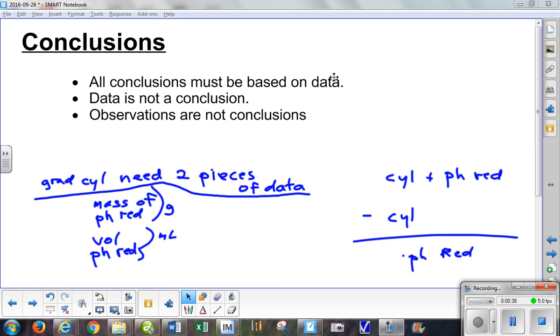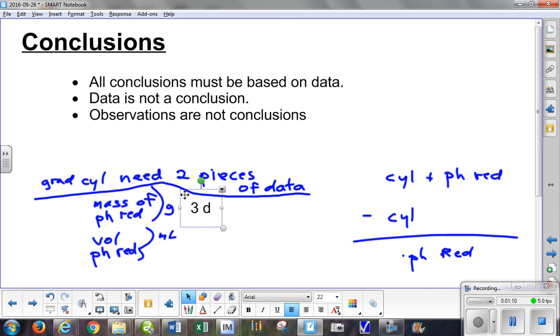All conclusions must be based on data. Data is not a conclusion, and observations are not conclusions. And this stuff written in with ink is the stuff that some people have not realized: graduated cylinders needed 2 pieces of data. You needed to have their mass and also their volume. And the mass was to 3 decimals. Every mass that you have that has less than 3 decimals is a point off your lab.